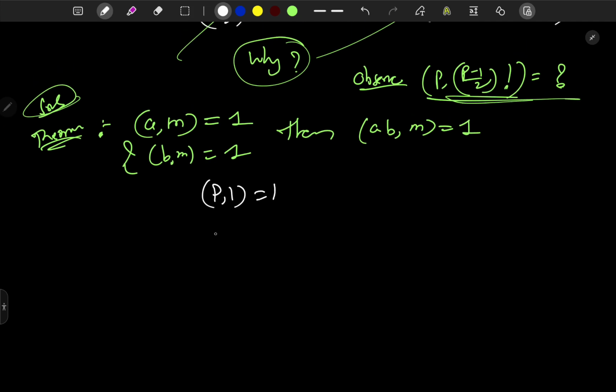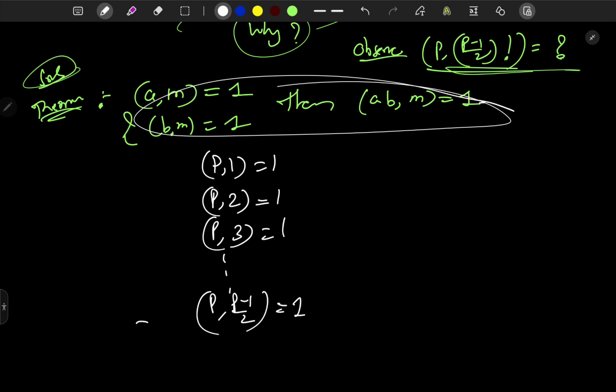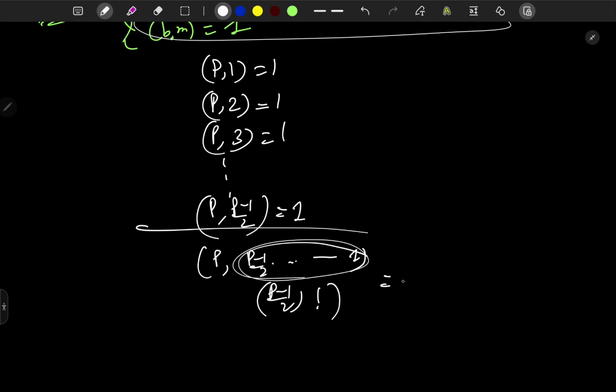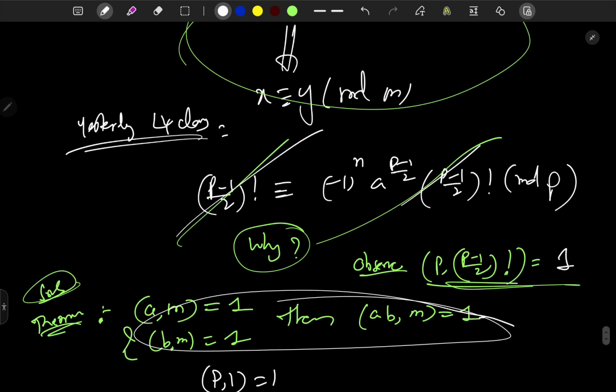P comma 1, how much? 1. P comma 2, how much? 1. P comma 3, see, p is an odd prime, so don't worry here. P comma 3 is 1, and so on. P comma p minus 1 by 2, how much? 1. So according to this extension, what can I write? GCD of p comma p minus 1 by 2 factorial is 1. So this whole thing, p minus 1 by 2 whole factorial, equals 1. So since this is equal to 1, I can successfully cancel it.